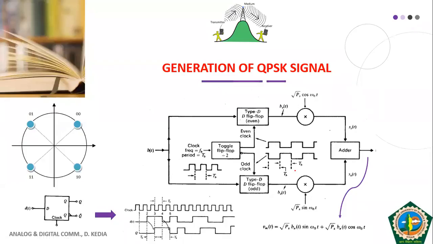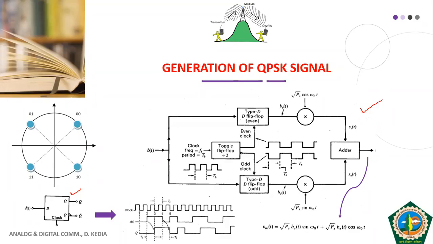So this is how we generate a QPSK signal. This is the block diagram of the QPSK generator. Before we discuss this QPSK generator, we need to understand a bit about the working of the D flip-flop. All of you have studied the working of the D flip-flop in your digital electronics subject.